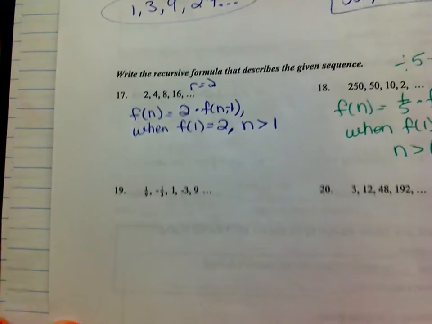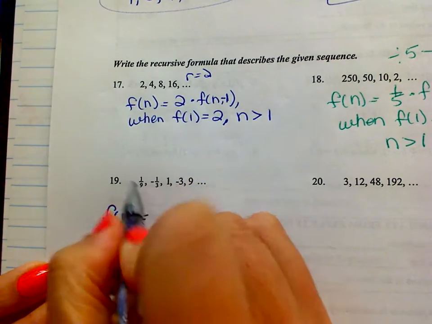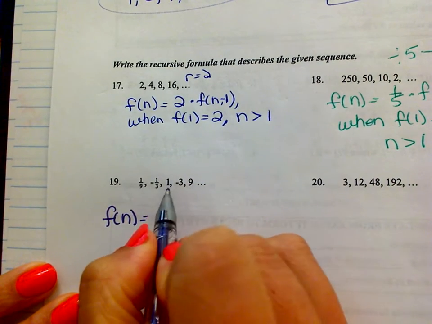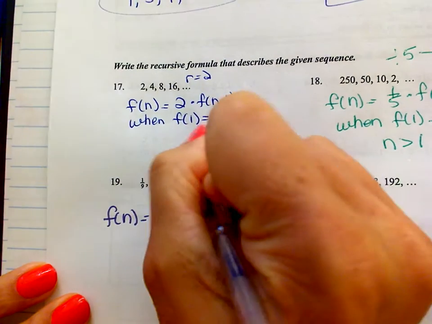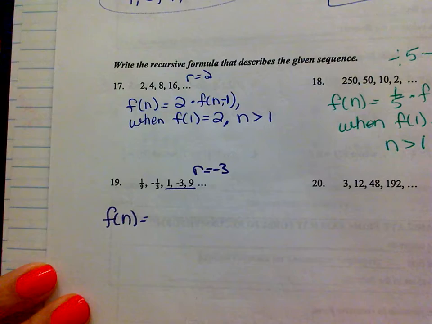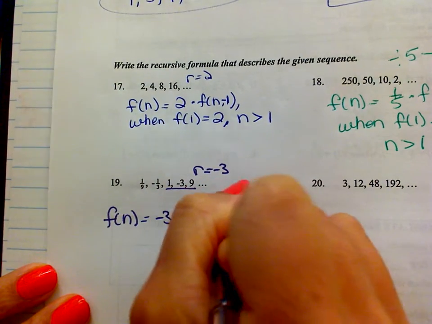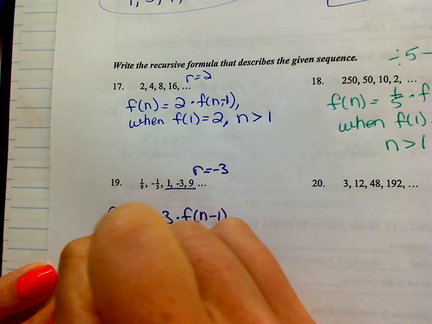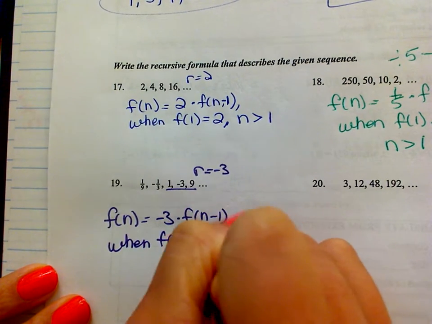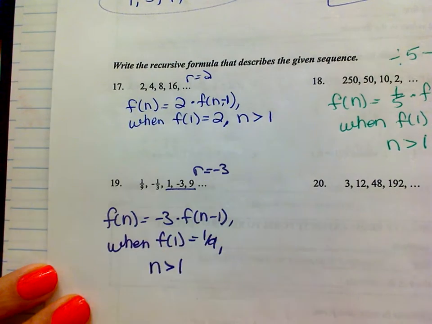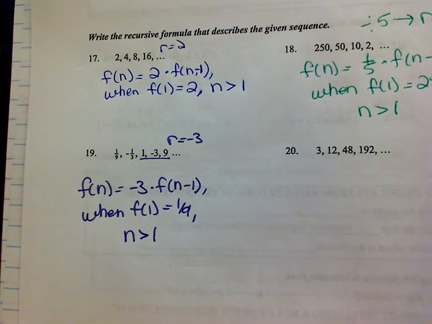Number 19. To get from one to the next, probably here to here is your easiest bet. We're multiplying by -3. So -3 times the previous term when we start with the first term of 1/9, and n has to be greater than 1. There are no negative term numbers. There's no 0th term.